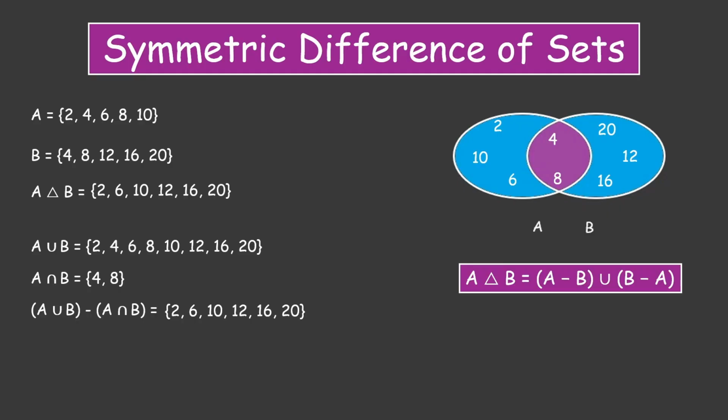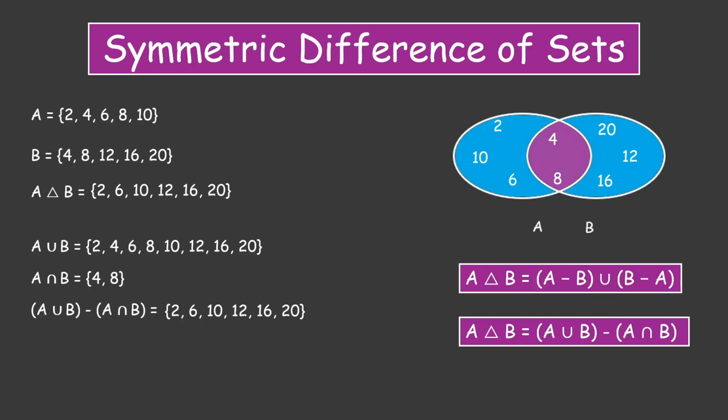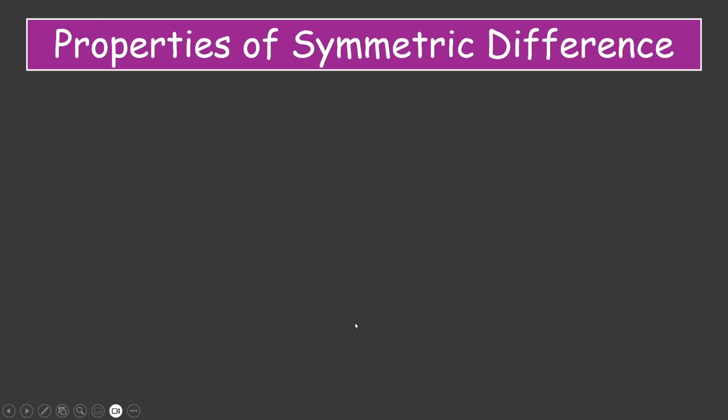So, for the symmetric difference of two sets, we have two formulas. One, which we already saw, and second is that symmetric difference of A and B is the difference of these two sets, A union B and A intersection B. All right. Now, let us look at some properties of symmetric difference.